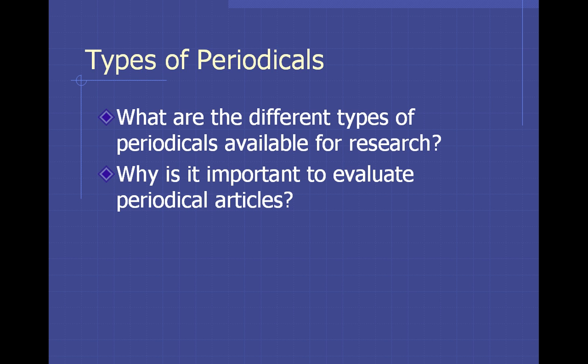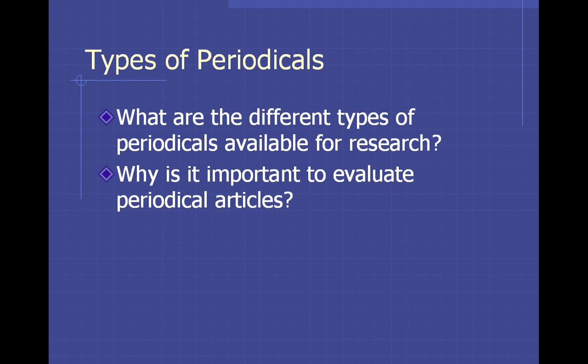Okay, so what are the different types of periodicals available for research, or those you might find in an electronic database, like Academic Search Complete or LexisNexis Academic? Well, the periodicals that you will encounter are things like magazines, newspapers that are more popular, and then journal articles.